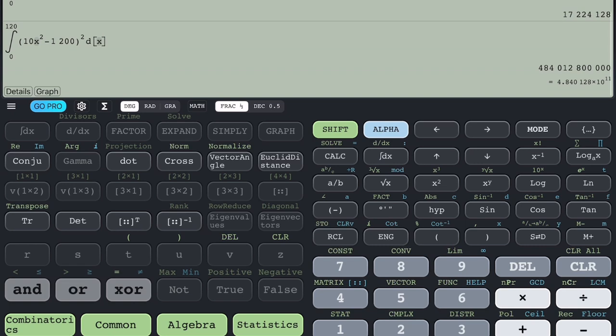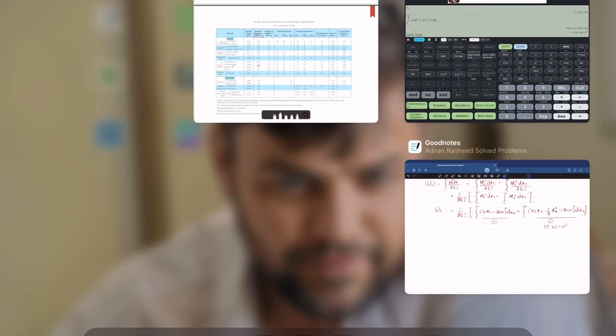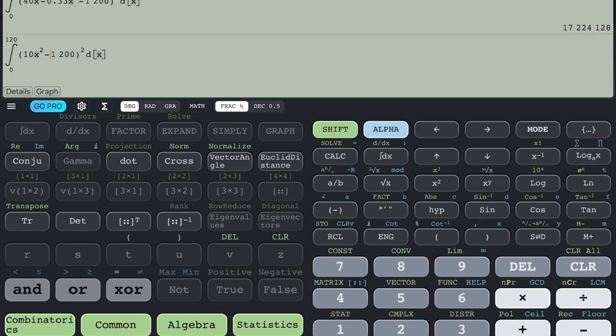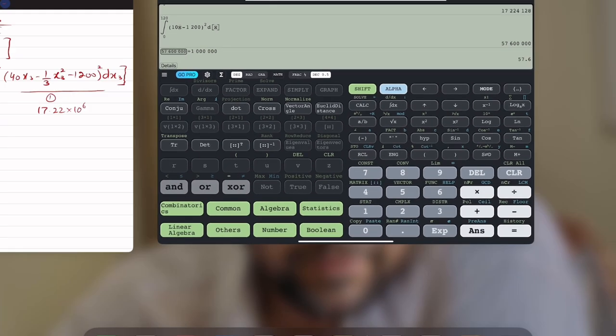And you click it, so you can see this is, I think something is wrong. 10x square minus 1200, 10x2. Okay, it's not square. So this is not square. So only 10x. Okay, now you solve this. So you can see 57,600,000 divided by 10 raised to power 6 will be 57.6 into 10 raised to power 6.